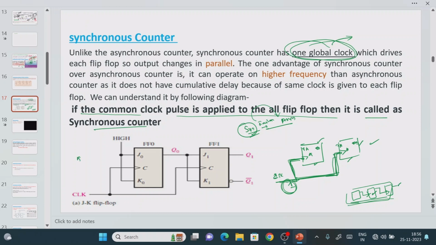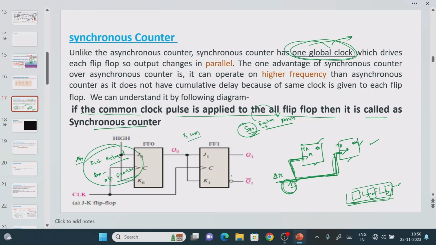Simple definition. Asynchronous means the first flip-flop will be triggered by the external clock pulse. External clock pulse means we are giving some external input data. All remaining flip-flops will be triggered by what? The output of the previous flip-flops. This is called the asynchronous counter.